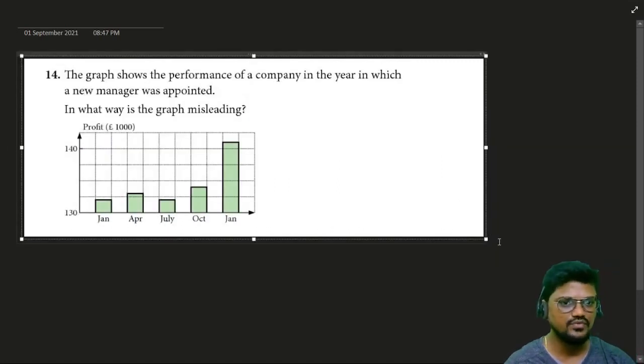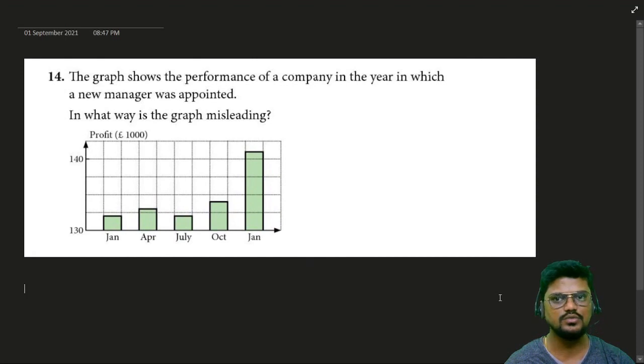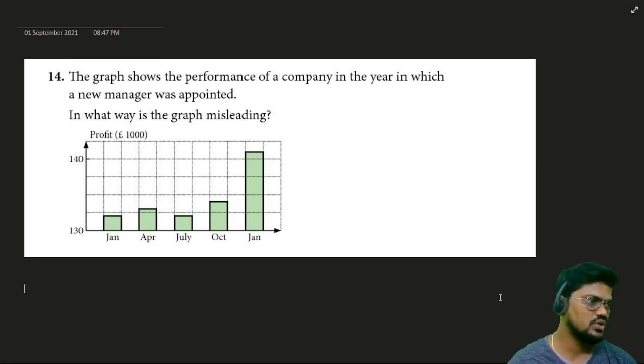The graph shows the performance of a company in a year in which a new manager was appointed. In what way is the graph misleading? Again, what is wrong in this? See, I have told you that on the x-axis it can start, but on the y-axis, what I have said?